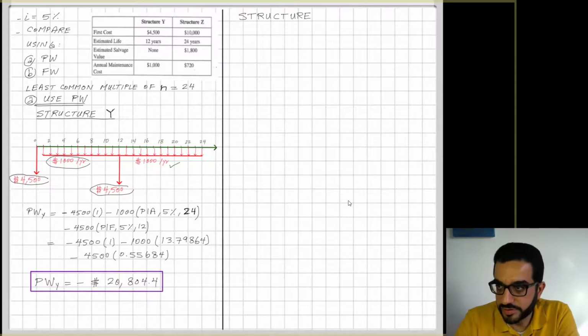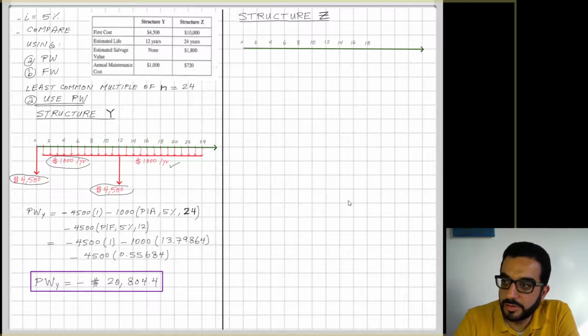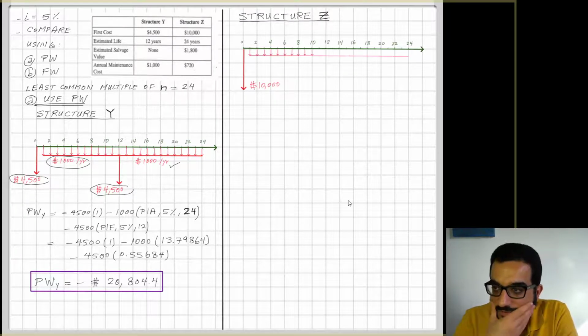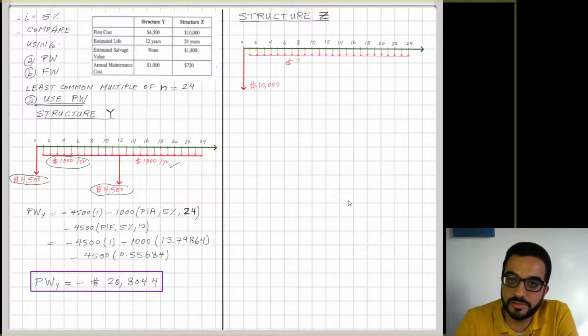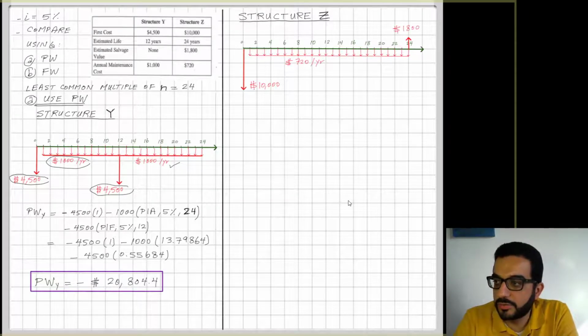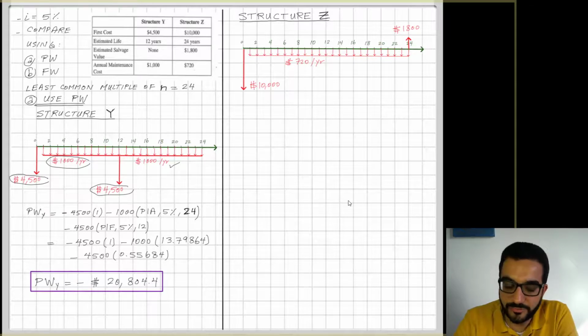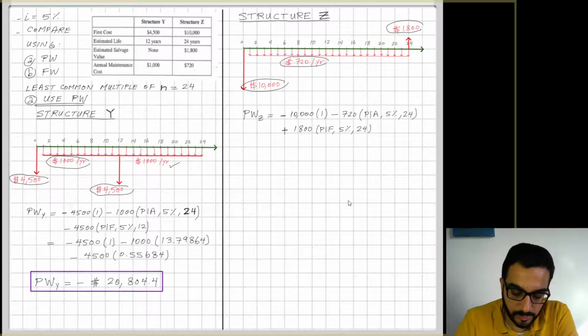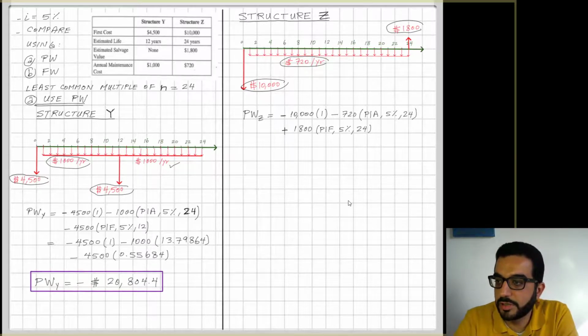Now we're moving to structure Z. It's one cycle because its life span is already 24 years. So I'm not demolishing and buying or getting a new one. But at the end of the 24th year, I will salvage this structure for $1,800. And then I will calculate the present worth here.